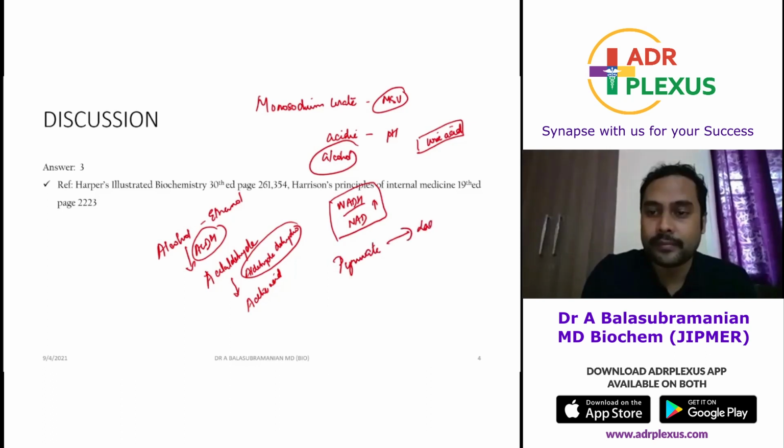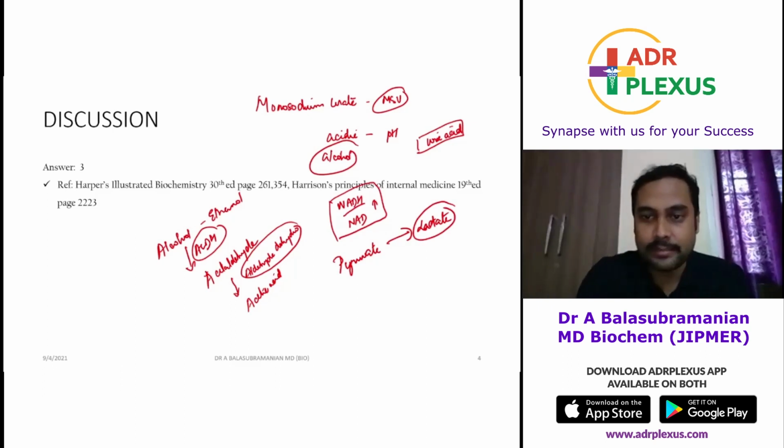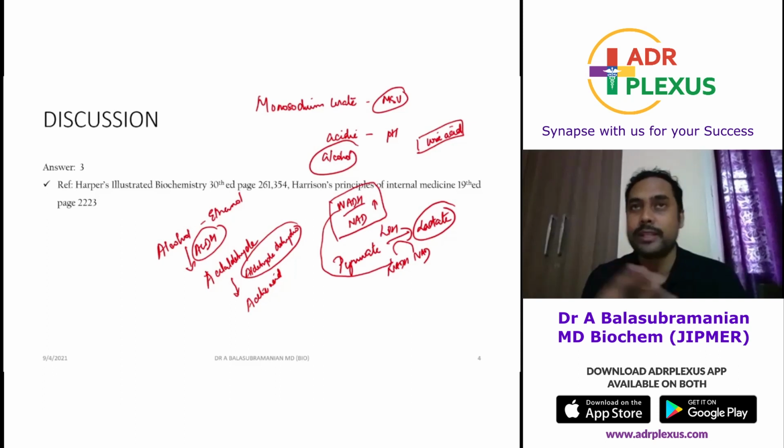lactate. So it's an enzyme. Which enzyme? Lactate dehydrogenase. That's the enzyme here. This enzyme uses up NADH and converts it into NAD. So when more NADH is available, it will go and tell the pyruvate, get yourself converted into lactate.